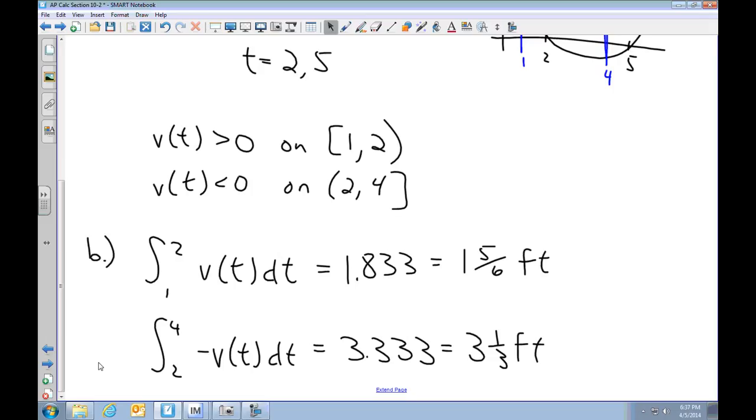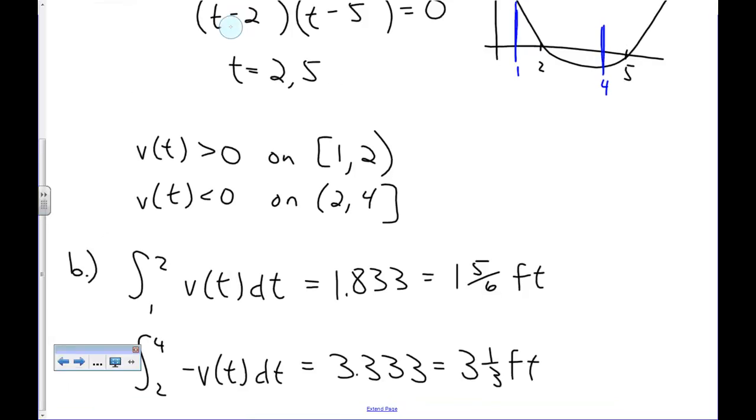Let's take a look at part C. It says in part C now to use a single integral to find the displacement in the time interval from 1 to 4, and another single integral to find the distance traveled in this interval. All right, so now we want to do this with a single integral. We did it here in part B with 2 integrals. Let's see if we can do this with just 1.